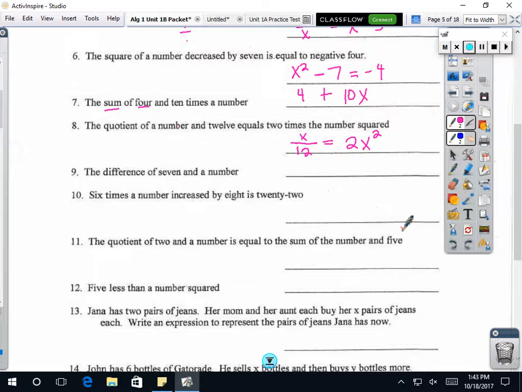The difference of 7 and a number. Could we have written x minus 7? No, because subtraction is not commutative. You cannot write it in any order you want. You got to write it in the order they gave it to you in.